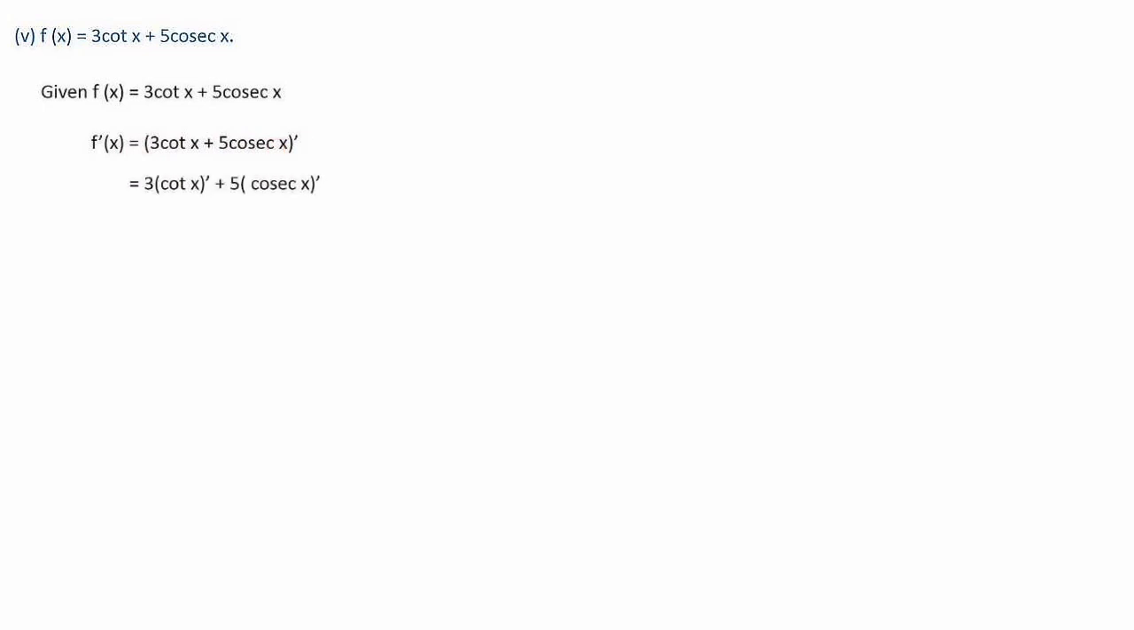Next we shall discuss the fifth question, 3 cot x plus 5 cosec x. Let it be f of x. f of x is equal to 3 cot x plus 5 cosec x. And here we are asked to calculate its derivative. f dash x is equal to 3 cot x plus 5 cosec x the whole dash. By using algebra of derivatives, we can write it as 3 into derivative of cot x plus 5 into derivative of cosec x. And we have learned the formula of derivative of cot x and derivative of cosec x.